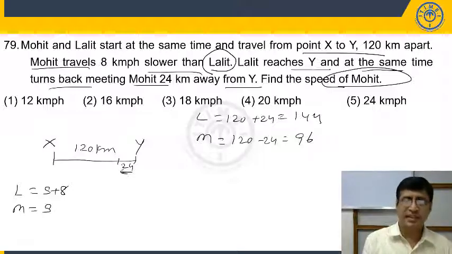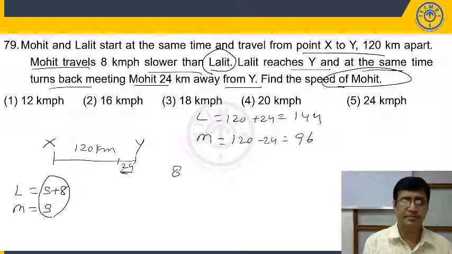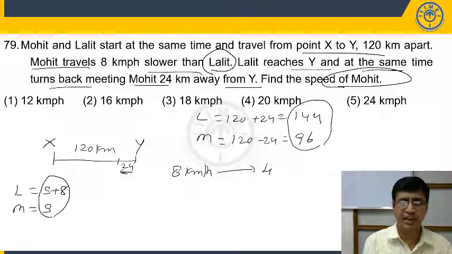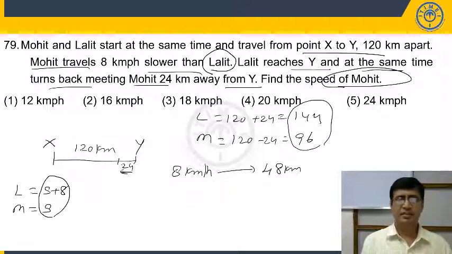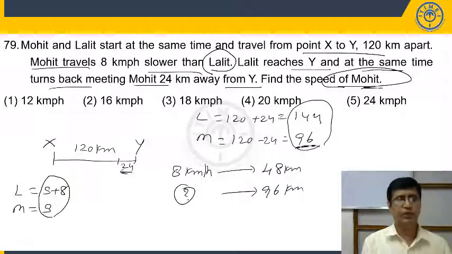Okay, what is the relative speed here? Relative speed is equal to 8 km per hour. What is the difference in the distance? Difference in the distance is equal to 48 km. Am I right? Whereas Mohit's speed we need to find. Mohit covered 96 kilometers. 8 km per hour means 48 kilometers he is covering, so 96 kilometers means he is moving at 16 km per hour.